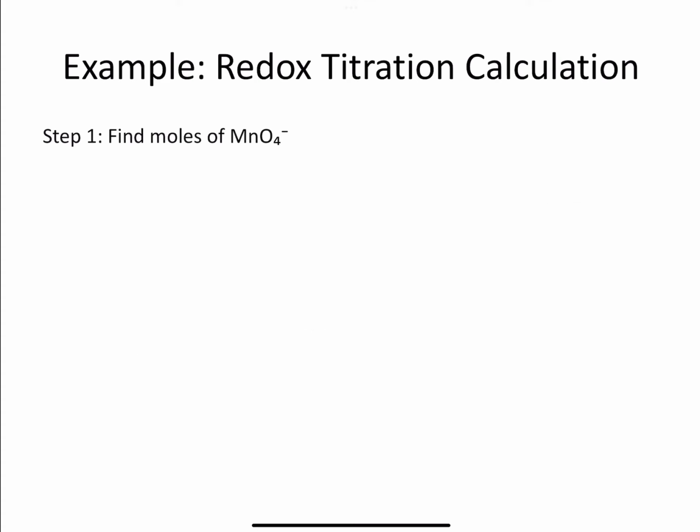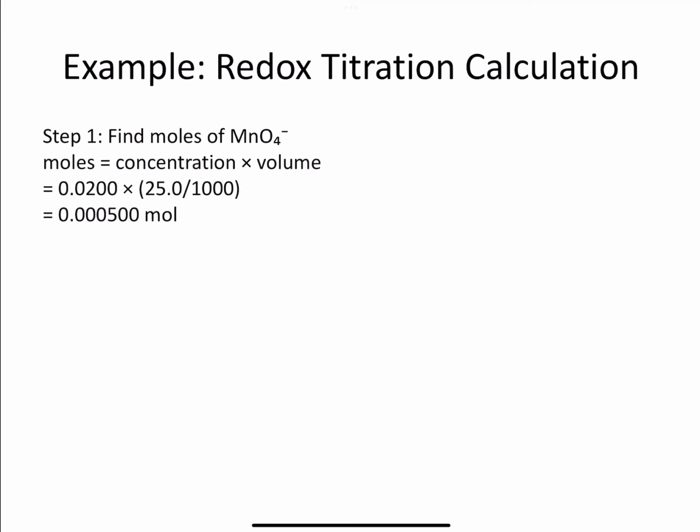First step is to find the number of moles of the potassium permanganate that was used to oxidize the iron, where the moles will equal concentration times volume. This is the concentration we are provided with, and the volume, don't forget that we use the volume in decimeter cubed, so the 25 centimeter cubed divided by 1,000, and this is the number of moles of potassium permanganate.